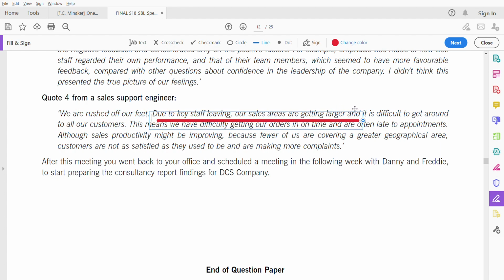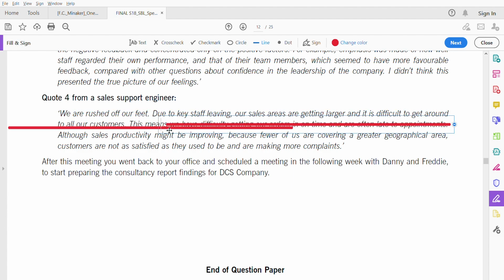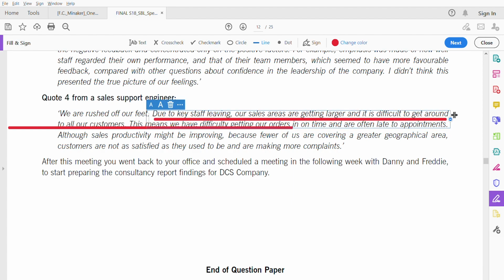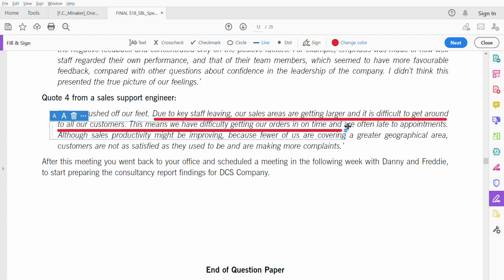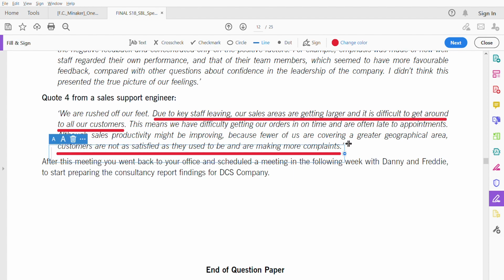Due to staff leaving, our sales areas are getting larger. It is difficult to get around to all our customers. Very important. That's why there are late deliveries to customers and customer complaints are increasing. If you remember the financial information, I think it was in exhibit 3 or 4. So this means that we are having difficulty getting our orders on time and are often late to appointments. Although sales productivity might be improving, because fewer of us are covering a greater geographical area, customers are not as satisfied as they used to be and are making more complaints. Very important: the financial information showed that the percentage of customers satisfied was 72, and now it is 61, from 2012 to 2015.